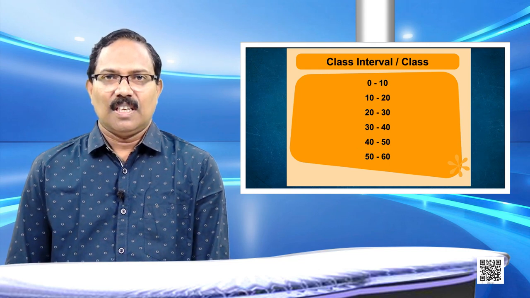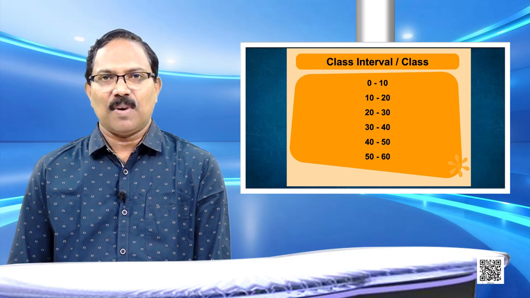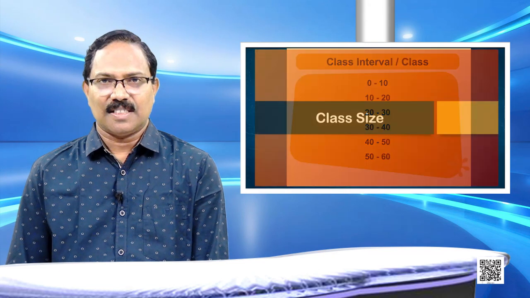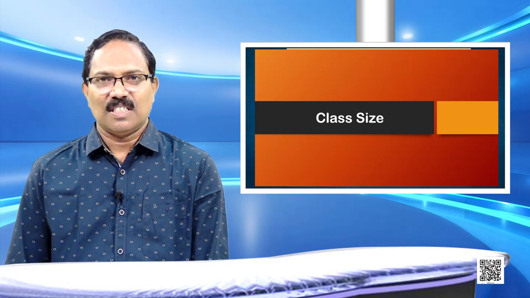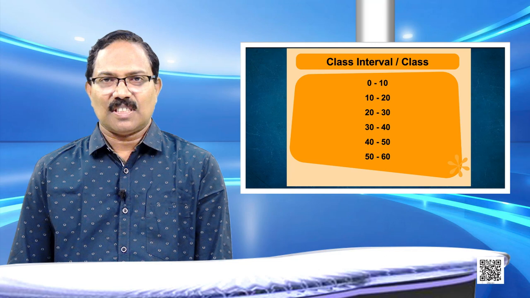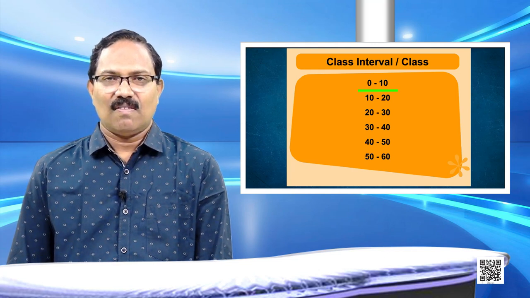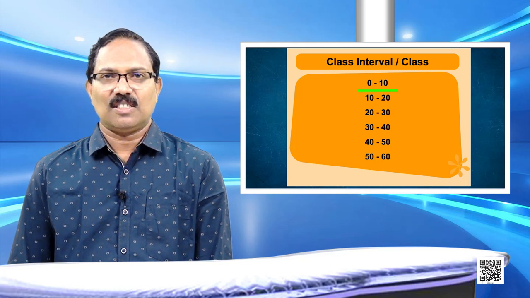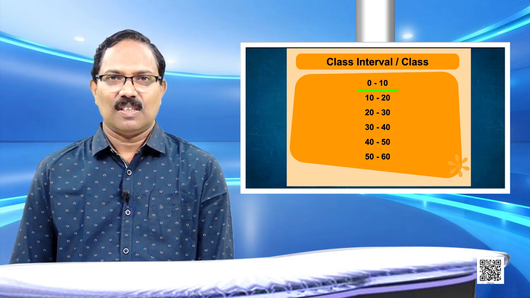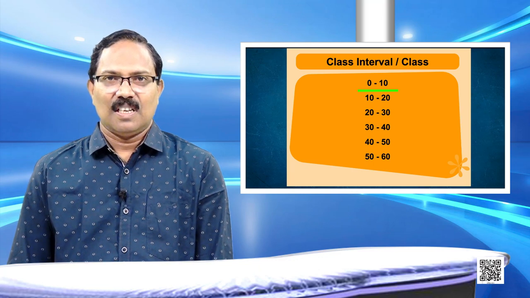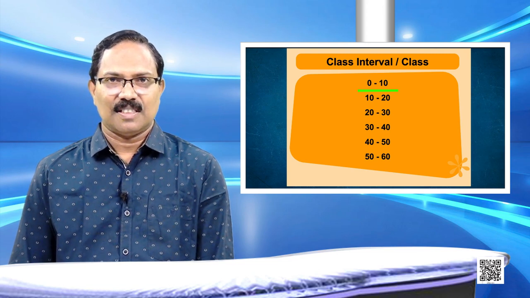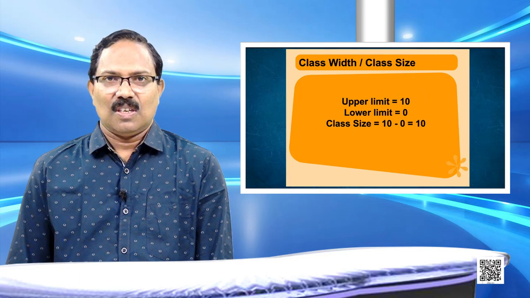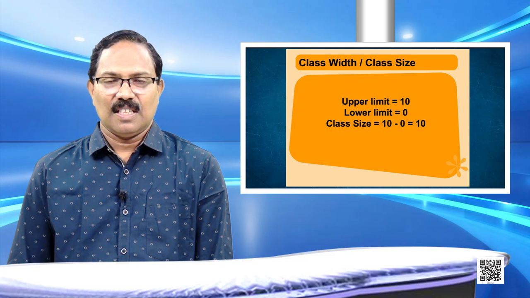Further, the difference between the lower limit and the upper limit is called the class size or the width of the class. So, let us find out the width of the class here. Take the first class, 0 to 10. What is the lower limit? Lower limit is 0. What is the upper limit? Yes, upper limit is 10. Now, let us calculate the class width or class size. Class size is equal to upper limit minus lower limit, that is equal to 10 minus 0 is equal to 10.